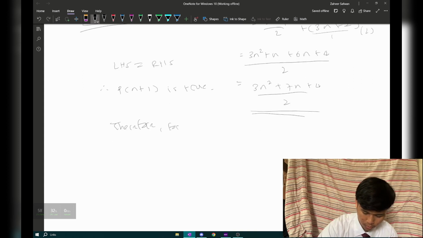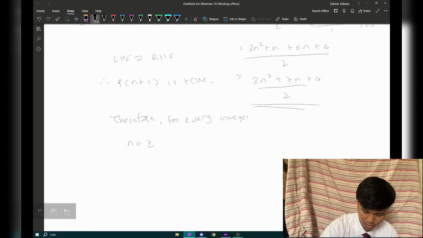Therefore, for every positive integer n, the summation of i equal to 1 to n of (3i minus 1) equals n(3n plus 1) over 2.